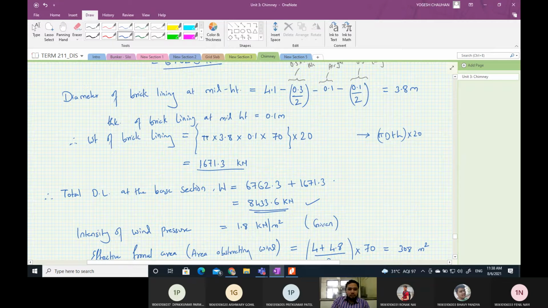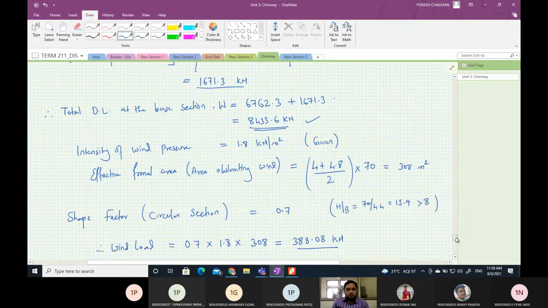Then the thickness of the brick lining at the mid height is 0.1. So you can find the weight: pi d t into h into the unit weight of the brick lining. So pi, average diameter, 0.1 is the thickness and 70 is the height. It comes out to be 1671.3 kilonewton. So the total dead load at the base section will be 6762.3 plus 1671.3, that is 8,433.6 kilonewton. Now, for the wind load calculation, the intensity of wind pressure is given as 1.8 kilonewton per meter square.